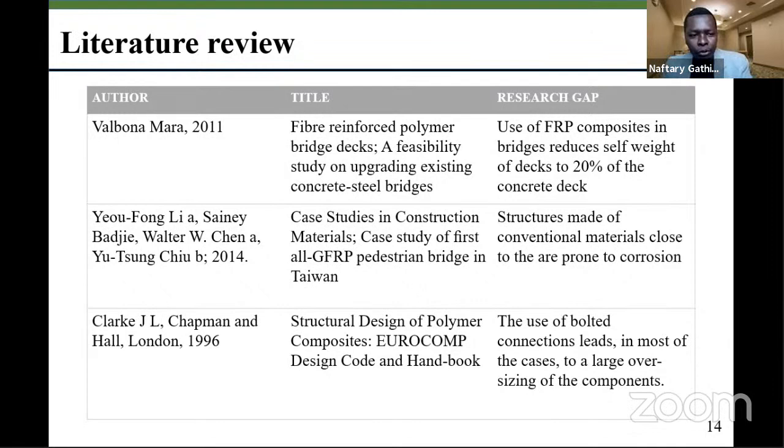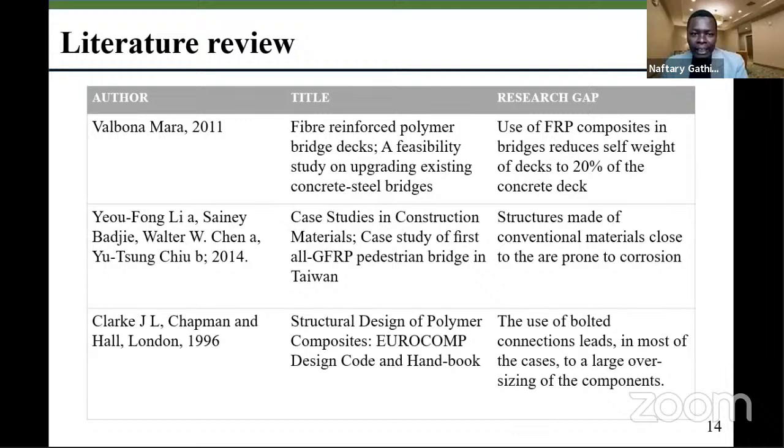Yeah. And here I was wondering about the first order, because by the way you arranged them like this, you have read that paper and summarized it, and now I can very quickly point out an error or something not clear. For example, the first reference, you're saying Mara in 2011, and the research gap you're talking about is that use of FRP composite in bridges reduced self-weight by 20%. So how is that a gap? This column is not the gap. This is the critique. This is what is lacking in that research.